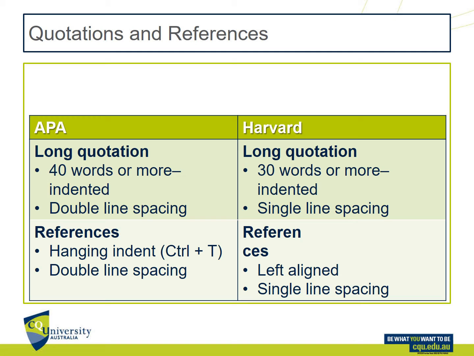References for APA must be in a hanging indent. That is, the first line of the reference appears against the margin and the rest of the text does not. It is also pushed in by approximately 1.27 centimeters. Contrary to that, in the Harvard referencing style, all references are left aligned.